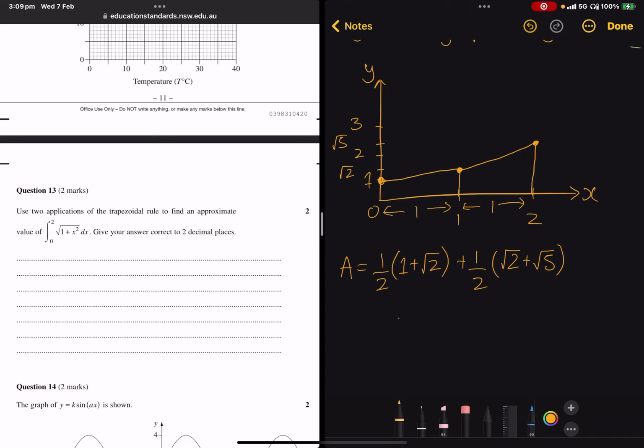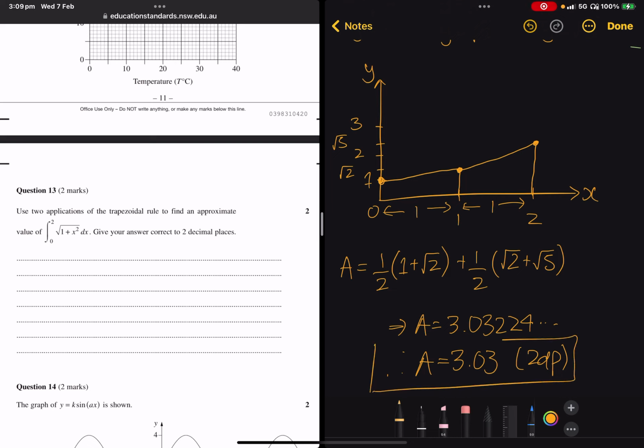I get, this implies that the area is 3.03224... So therefore the answer we want is 3.03 to 2 decimal places, and this is the answer. Now we're not actually writing this as an area. Notice the question says find an approximate value for the integral. So this is positive. It is just positive 3.03 in this case.